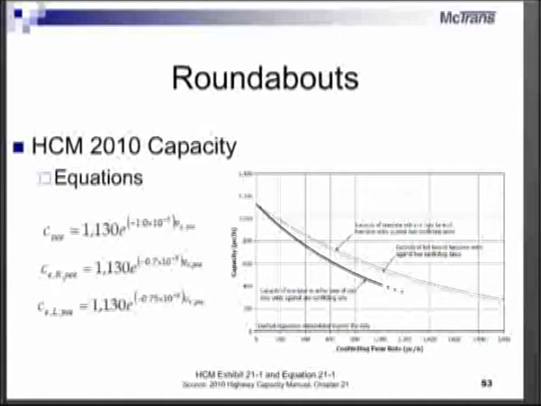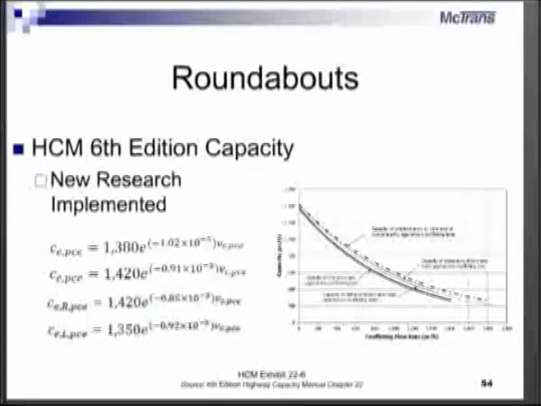A single-lane roundabout on the bottom, 2-lane roundabout for the 2 curves on the top. This is a big one now, pay attention. In the 6th edition, that 1130 jumps by 20 or 25% depending on the lane configuration situation. That's a big change in capacity.